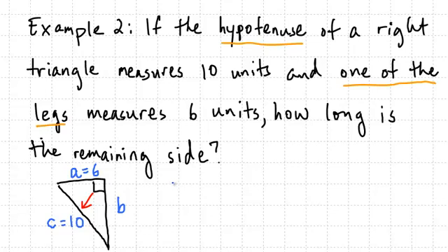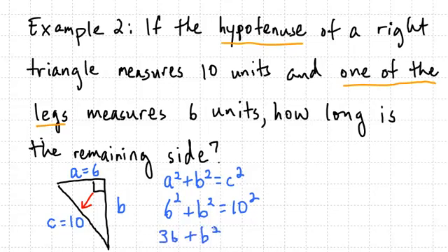So, let's write out the Pythagorean theorem. A squared plus B squared is equal to C squared. In this example, I know what A is, 6 squared. I know what C is, so I'm going to square 10. What I'm trying to find is B squared. Okay, so let's work some of this stuff out. 6 squared is 36. We don't know what B squared is yet. 10 squared is 100.